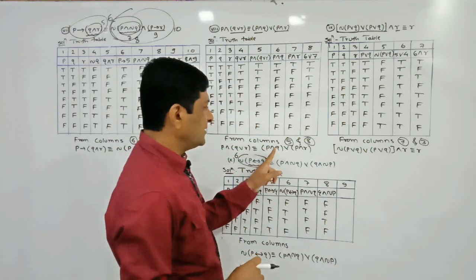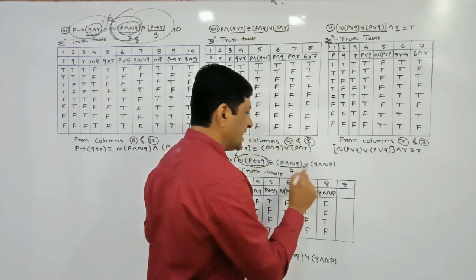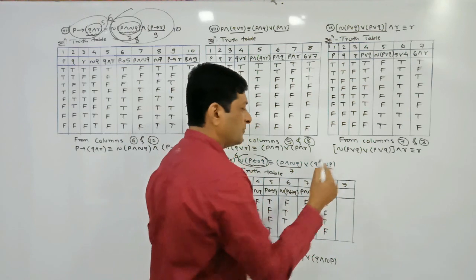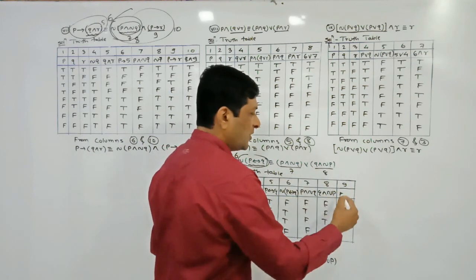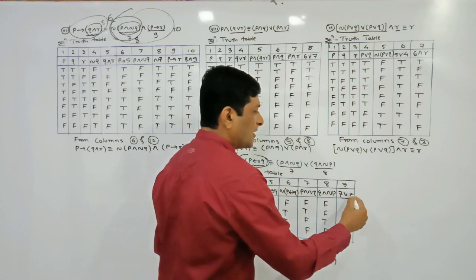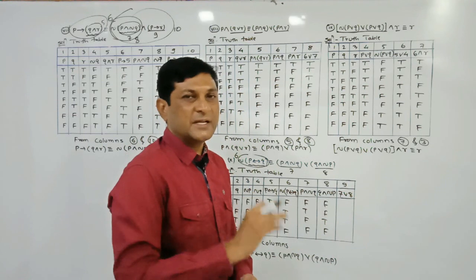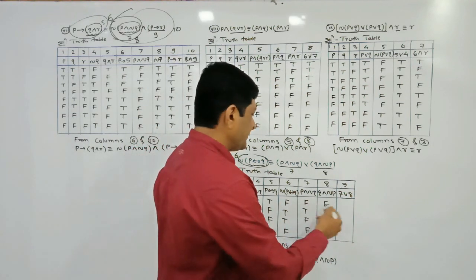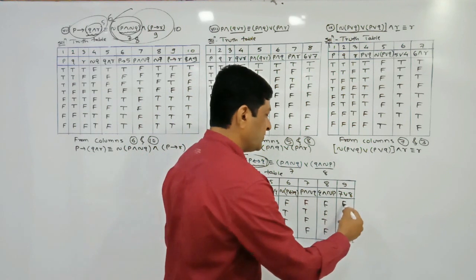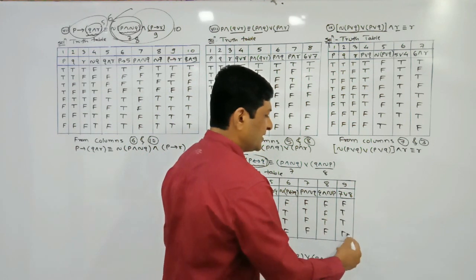Lastly, we are connecting these two statements. This statement's truth value lies in column number 7 and this one in column number 8. Meaning we are connecting these two by what? OR, meaning 7 or 8. In case of OR, if at least one statement is true, OR will be true. So here both are false, so the result will be false. Here at least one statement is true, so true, true. Here we will get false.